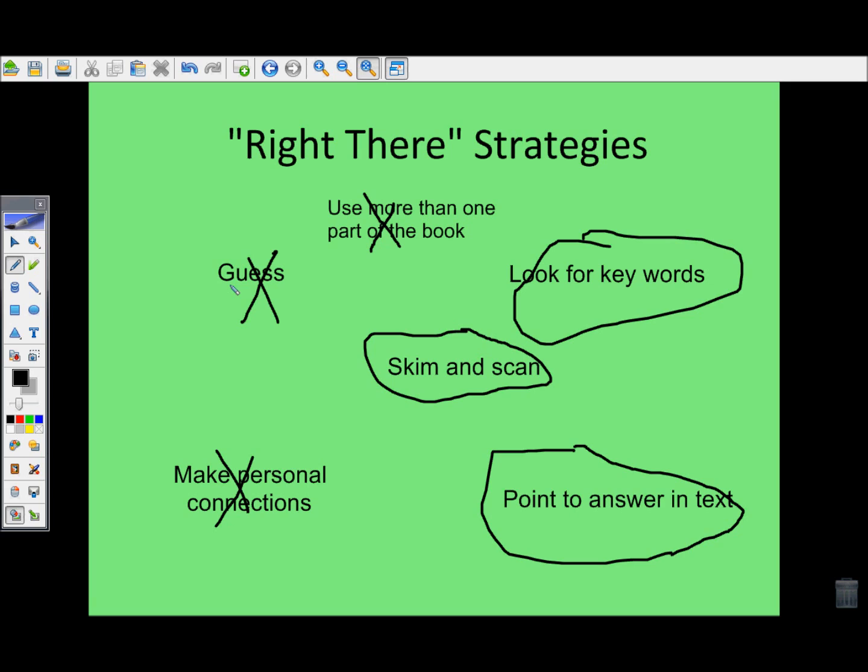And remember, these are the questions that answer things like who, when, where, what. Those simple questions that are looking for right there details that the author has given to you. You just need to take the time to find them.